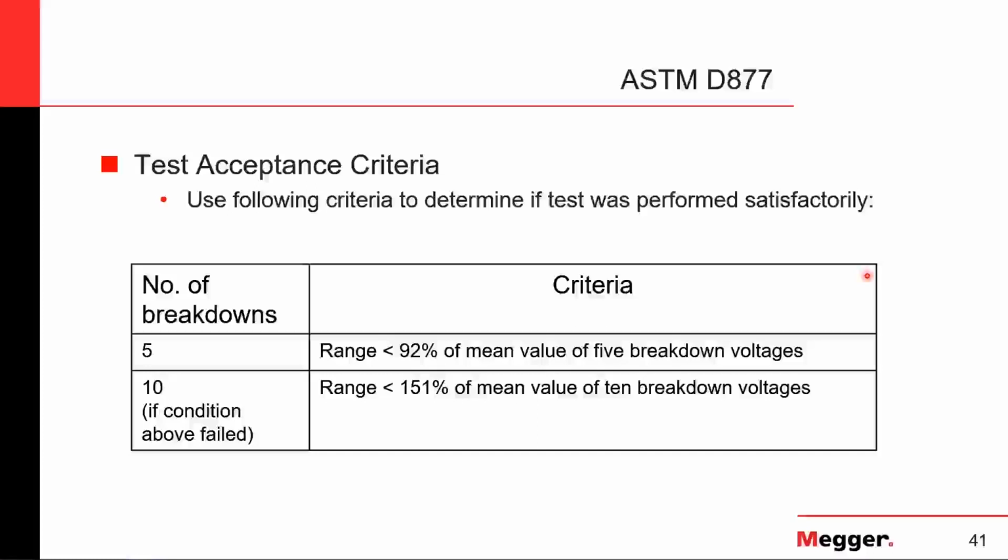When we get acceptable ranges, take for example ASTM D877, when it's less than 92% of the mean value, usually our unit will give us a pass, test status pass. That means our measurement, our method is valid. We are not assessing the quality of the oil yet. It's just to validate that our measurements are valid and we can use those measurements to now assess the quality of the oil.